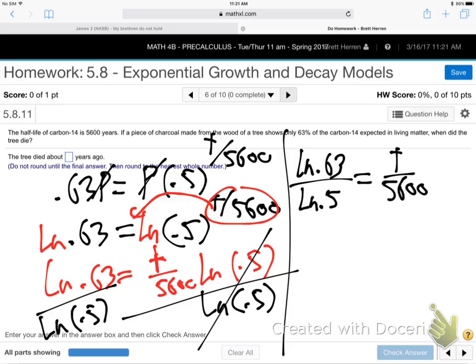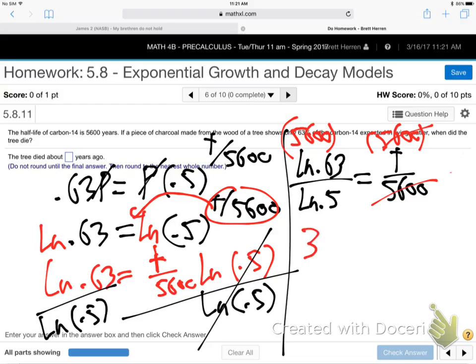Just multiply by that 5600. We good? Multiply both sides by 5600. So there it is. Just hit the buttons on your calculator now: 5600 times ln of 0.63 divided by ln of 0.5. You guys got that? And we'll know how many years. We're expecting something under 5,600 years, right? Maybe 4,000. I don't know.